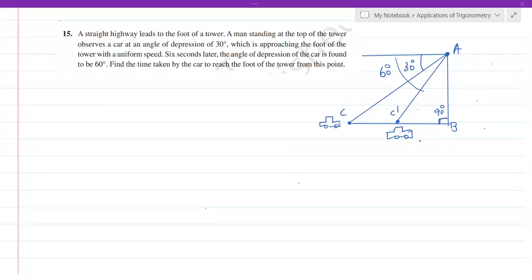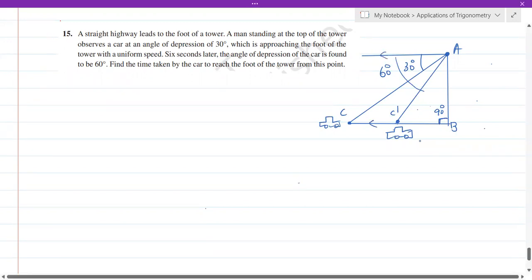Now using the alternate angle concept, see the horizontal line of sight will be parallel to the ground, isn't it? So if the smaller one is 30 degrees, this will become 30 degrees using the alternate angles concept, and this is 60 degrees.